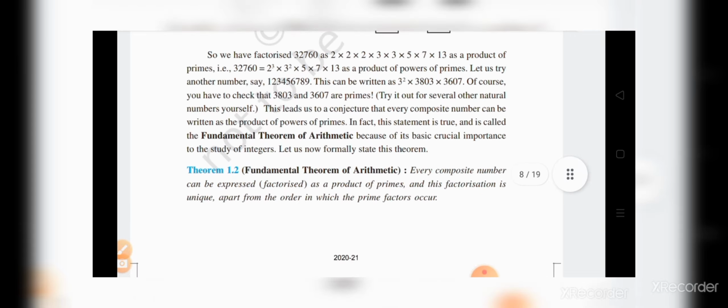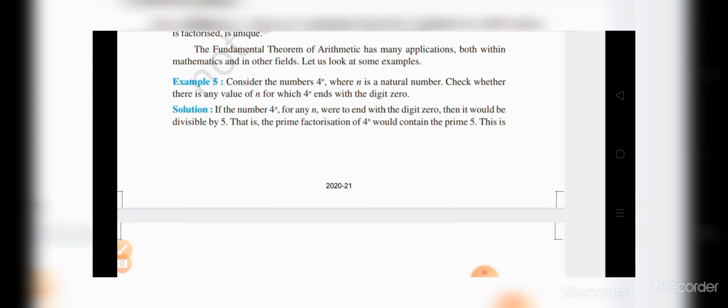Now let's see one example here. Example 5. This is a good example. Consider the number 4 to the power n, where n is a natural number. Check whether there is any value of n for which 4^n ends with the digit 0. Let's see.